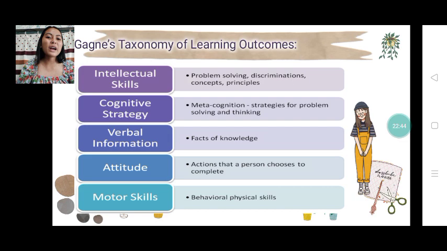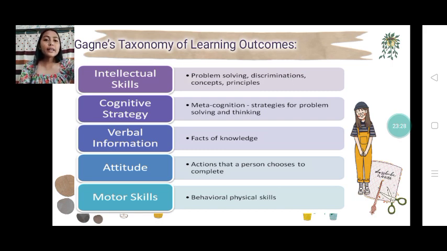So, the fourth one we have attitude. So, actions that a person chooses to complete. So, when we say attitude, dito ay nakabilang ito sa affective domain. So, attitude, yung feelings towards things, towards this person, towards these people. So, next we have the last one, we have motor skills, behavioral, physical skills. So, dito, na-focus yung psychomotor domain, which is assessing the skills or the performance of the learners. So, behavioral, physical skills, yung performance talaga nila, yung ginagawa nila.